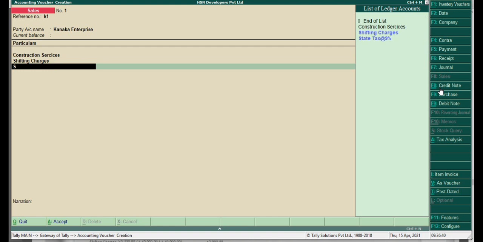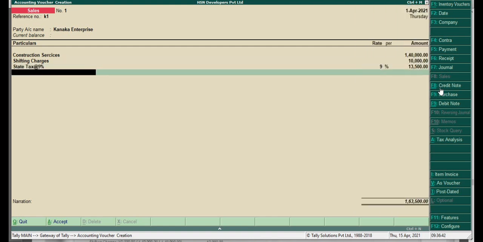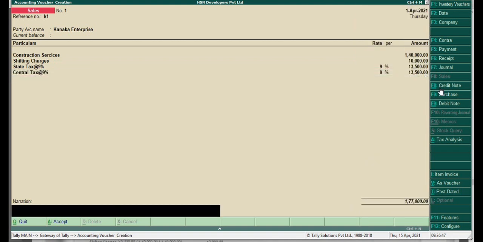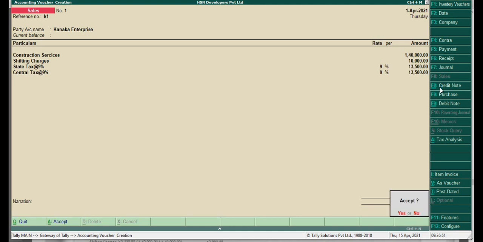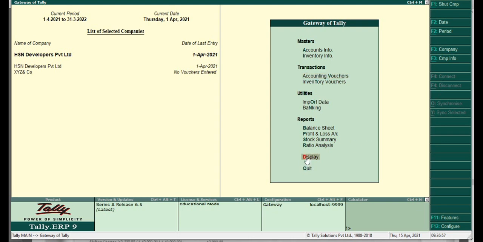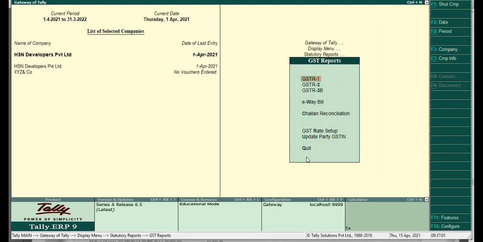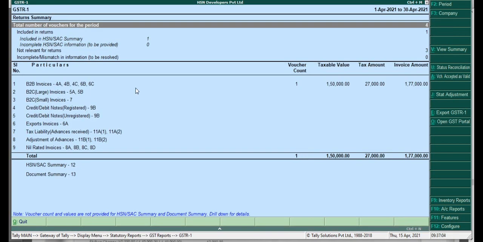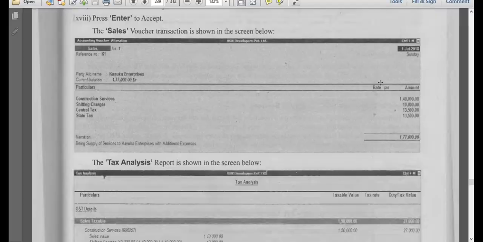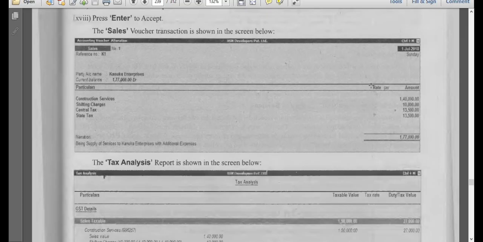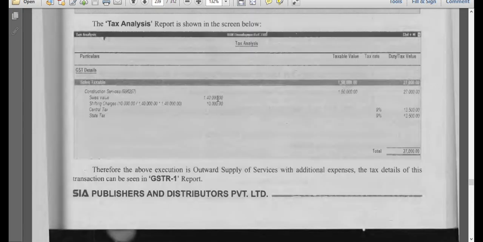Next, central tax and state tax. 1,77,000 will be that amount, and we can see this in display, statutory, GST, GSTR 1. So under B2B transactions we can say this 1,50,000, and 27,000 will be the tax amount. So that will be that transaction.